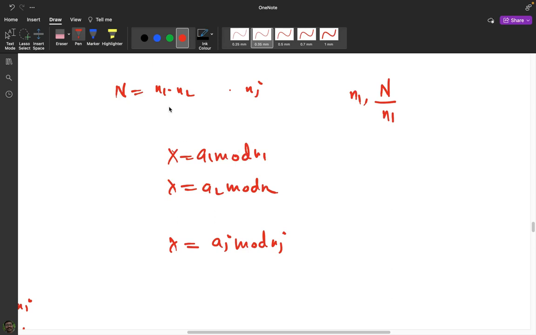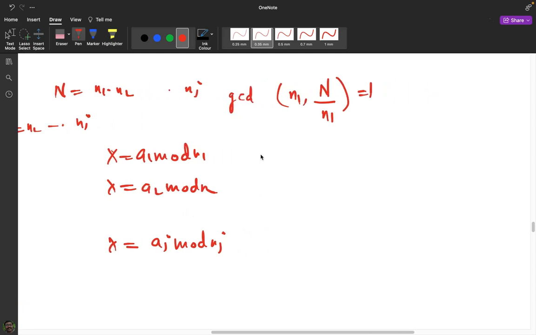So what is n divided by n1? n divided by n1 is nothing but you just divide by n1 here, so it will be n2 into etc. nj. And each of them are relatively prime, so there will be no factor of n1 here. So n1 and n divided by n1, their GCD will actually be equal to 1. Okay, is that clear?